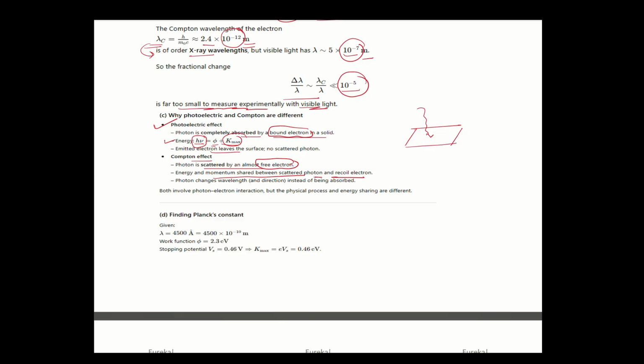Third one: the emitted electron leaves the surface, no scattered photon. In the case of the photoelectric effect, since the photon is completely absorbed by the electron, there is no scattered photon. But in the case of Compton scattering, there must be a scattered photon. So the photon changes its wavelength instead of being absorbed. So both involve photon-electron interaction, but they are different physical processes, and the energy sharing is different in both cases.